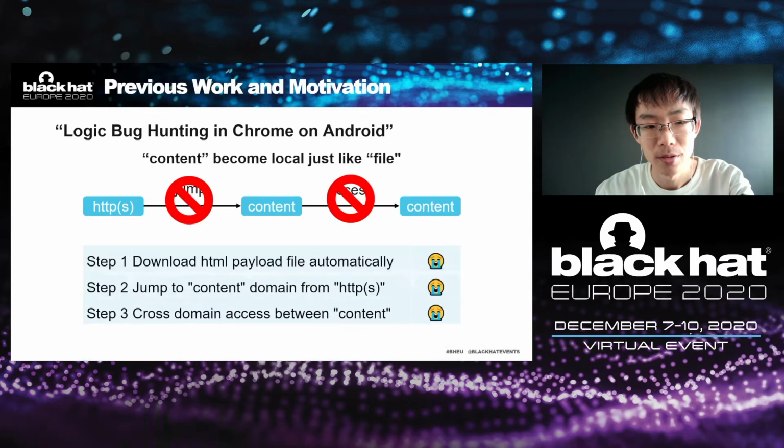Now, the payload downloaded in step 1 will be renamed to MHT, and the JavaScript code will be removed. The jump in step 2 will be intercepted, and the cross-domain access in step 3 is also blocked. So the attack chain is broken completely.